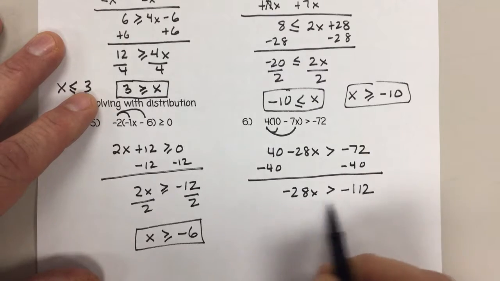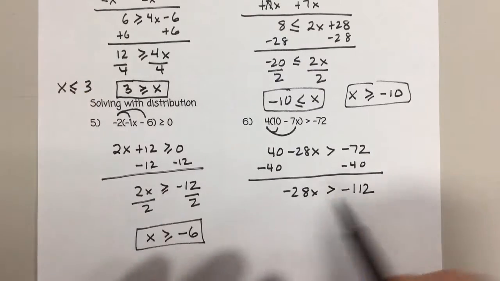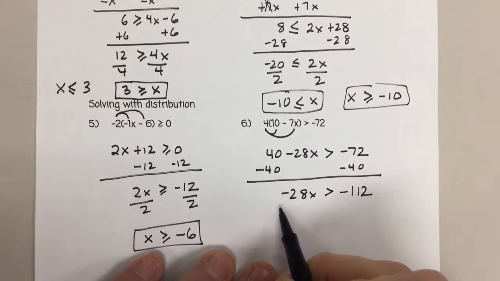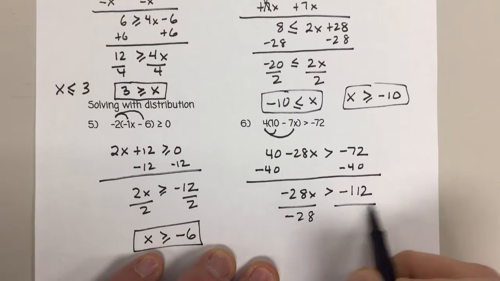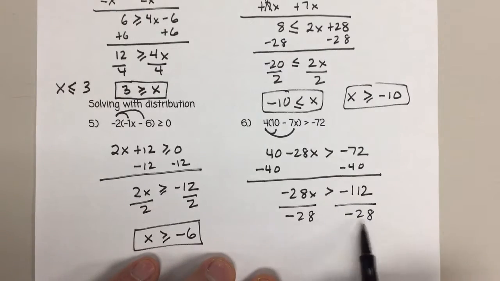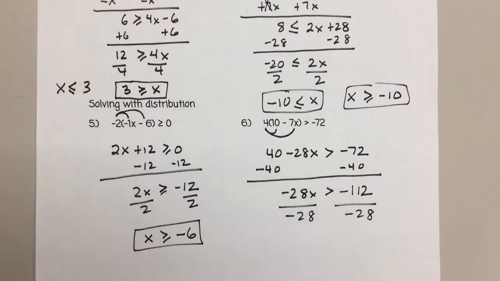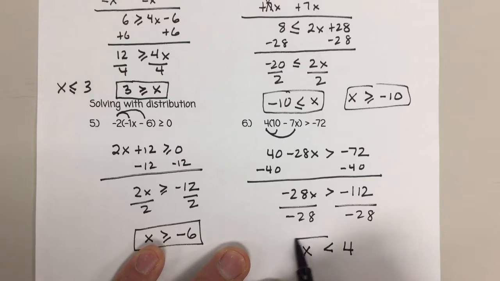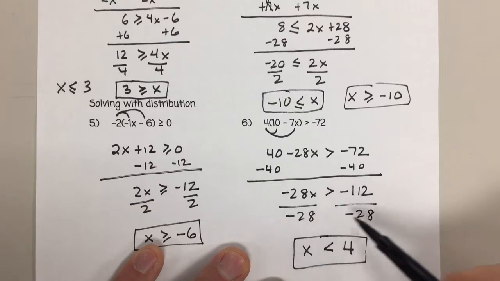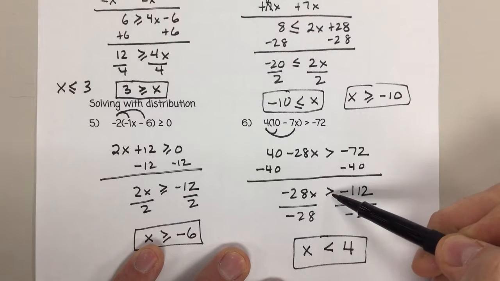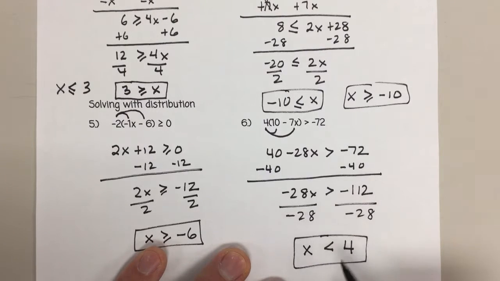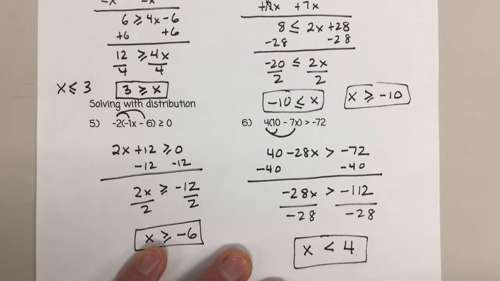My next step would be to divide by negative 28. Notice that negative sign stays with the 28 when I bring it down. So I divide both sides by negative 28. Notice since I divided both sides by negative 28, the inequality must switch directions. So my final answer is x is less than 4.